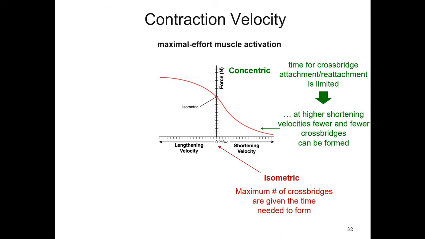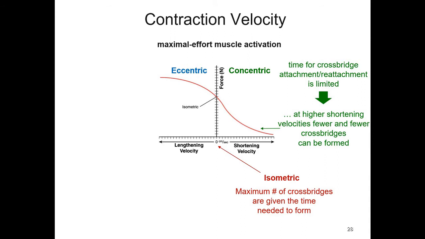What we see here is that since the muscle and its constituent sarcomeres are shortening, the time allowed for actin-myosin cross-bridges to be formed is reduced. As the velocity of the concentric contraction is increased, fewer and fewer cross-bridges can be formed, and the force that results gets lower and lower.